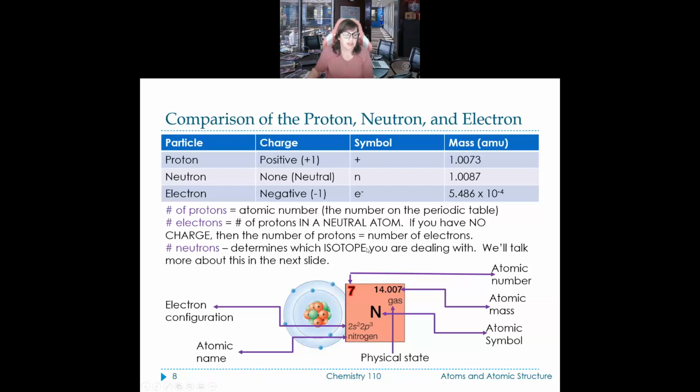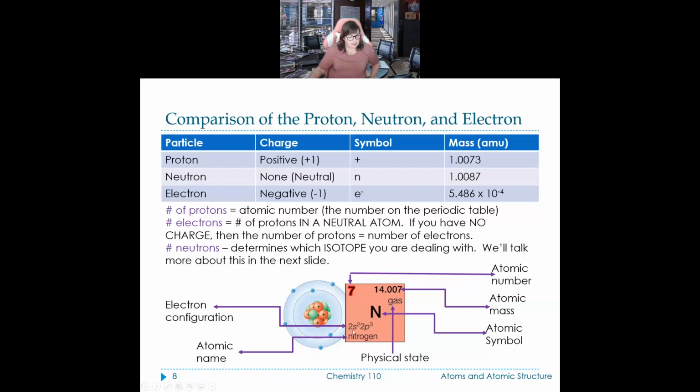Now, I wanted to show you some of the information that exists on a periodic table. We'll talk about the periodic table in much more detail in a few chapters, but this is information that you may be used to seeing if you've seen a periodic table before. So N is the atomic symbol. Here we're talking about nitrogen. I know N is nitrogen because it says that the atomic name is nitrogen. So symbol, name. We have an atomic mass, 14.007. I have an atomic number, which is 7. I have that this is a gas. That's the physical state of this particular thing.